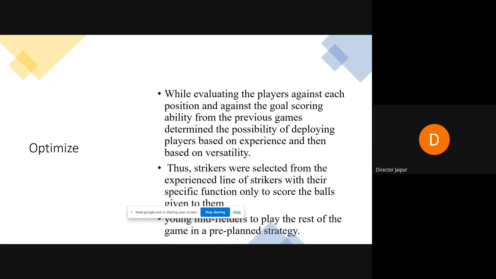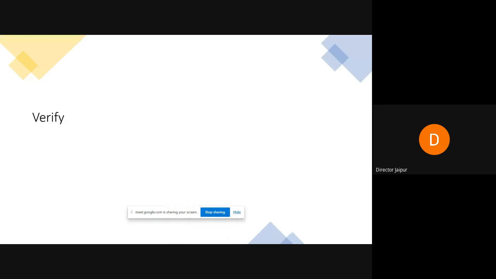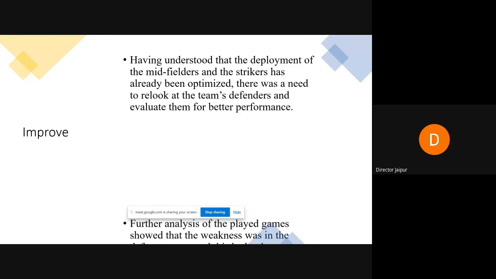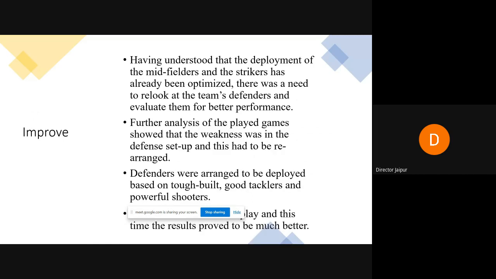I have given a brief of optimize because I'll be sending this slide to you, so you can see from there what optimize normally means in terms of optimization. Then you verify, then you improve on the solutions, and finally prove your results to be better.